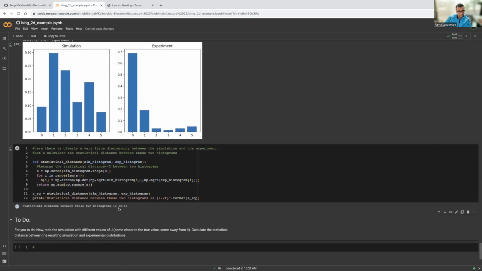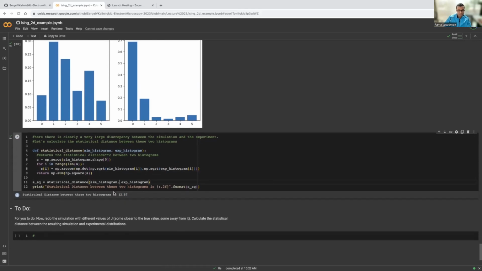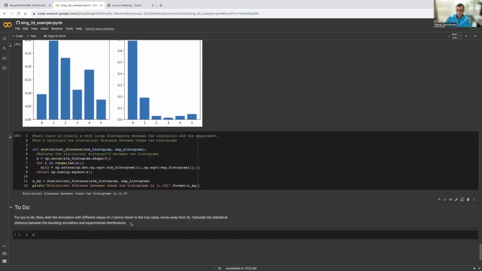And the distance here is 12.57, right? So that's quite large. So the next step here is we're going to have to redo the simulation with different values of J, some closer to the truer value, some closer to the values away from it. We're just going to give some numbers, and we're going to compute the statistical distance between the resulting simulation and the experimental distributions, right?